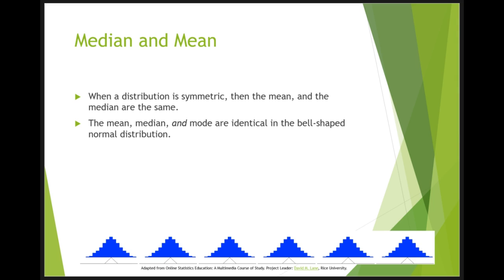There are two important final points to note when thinking about means and medians. When a distribution is symmetric, then the mean and the median are the same. Moreover, the mean, median, and the mode are identical in a bell-shaped normal distribution.